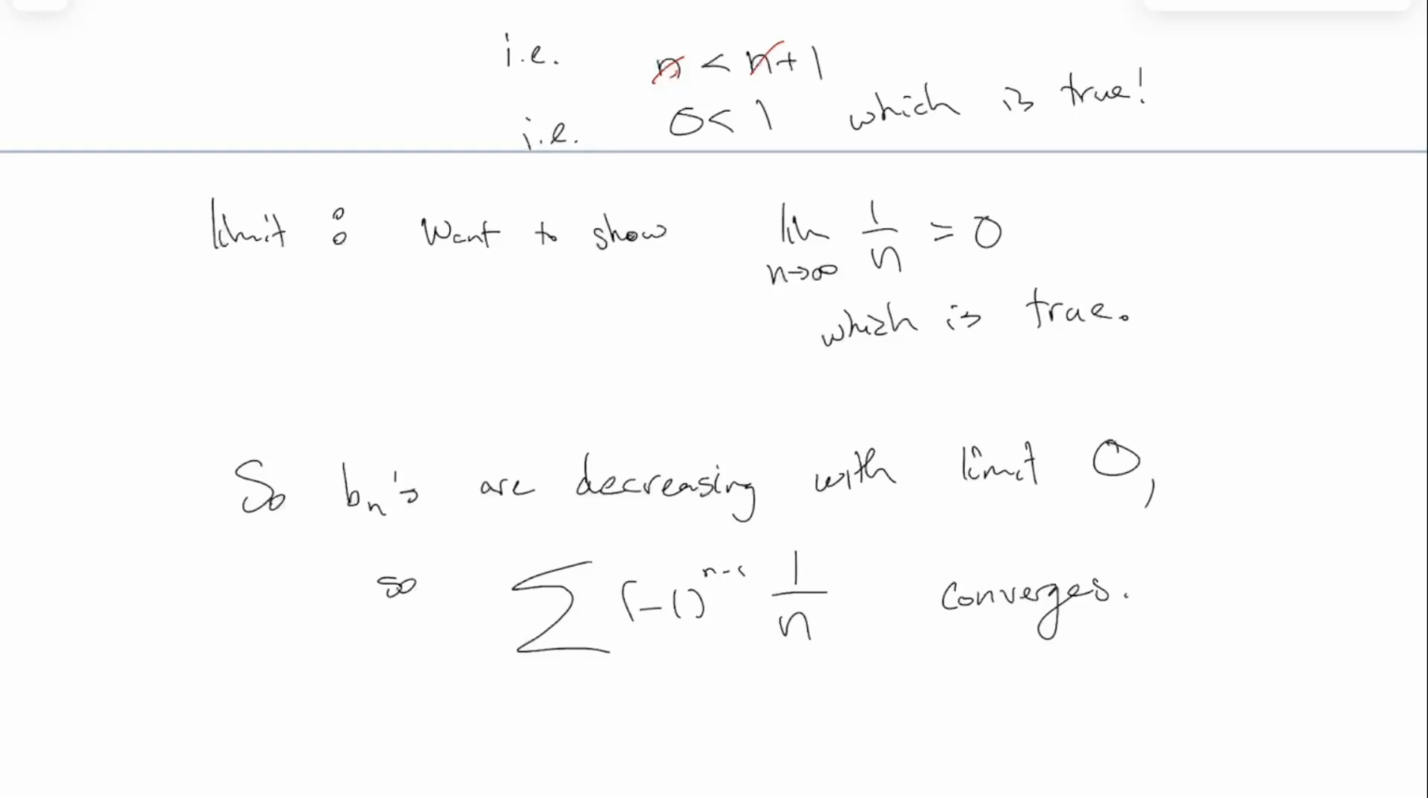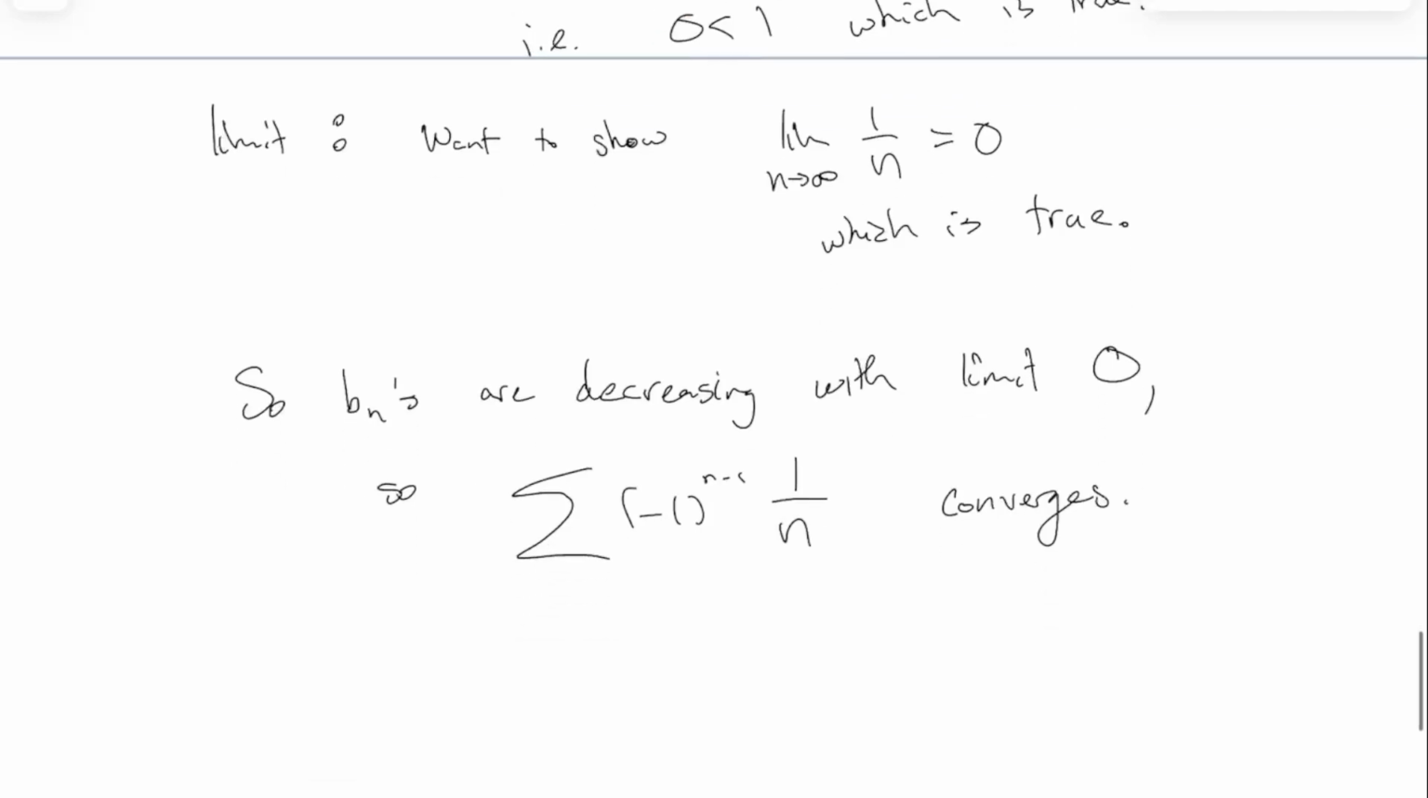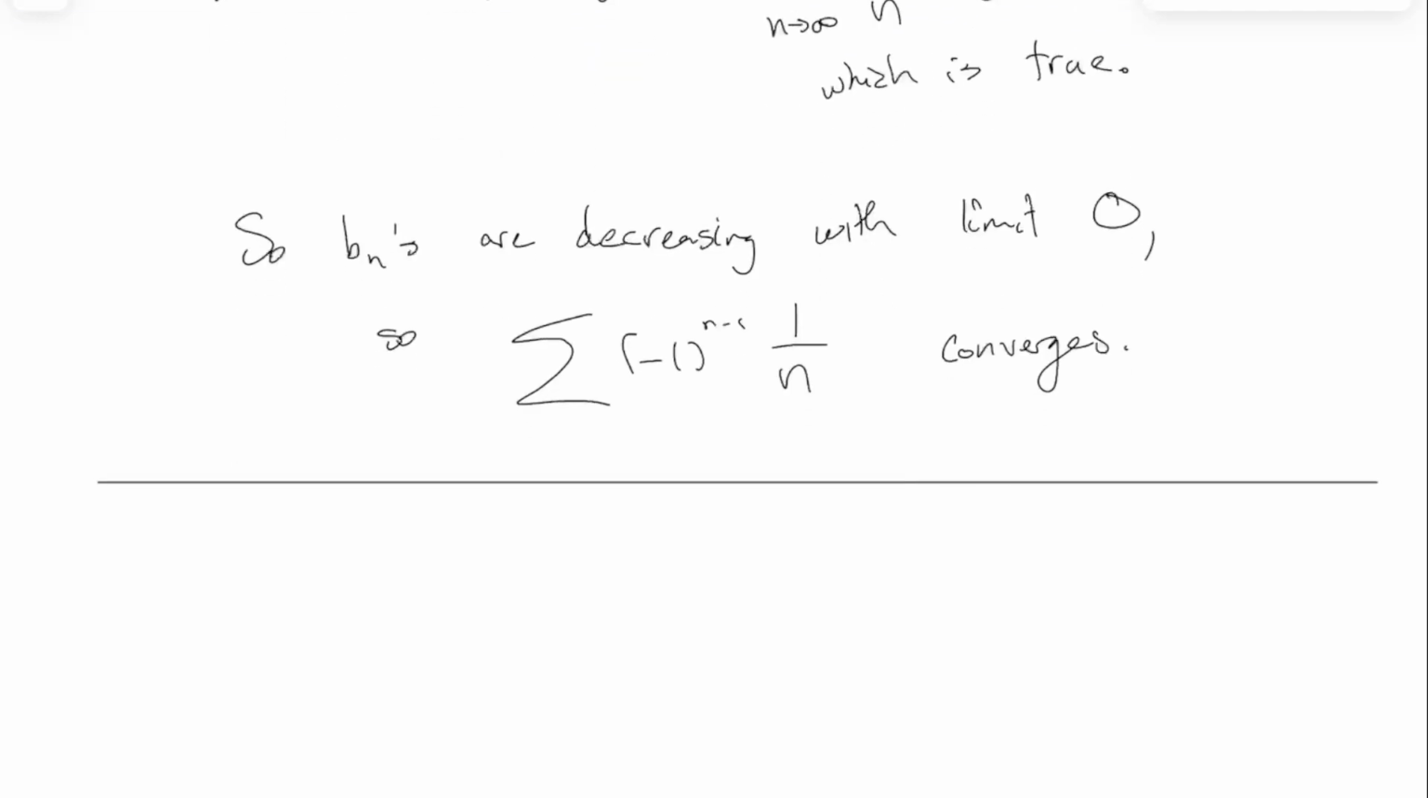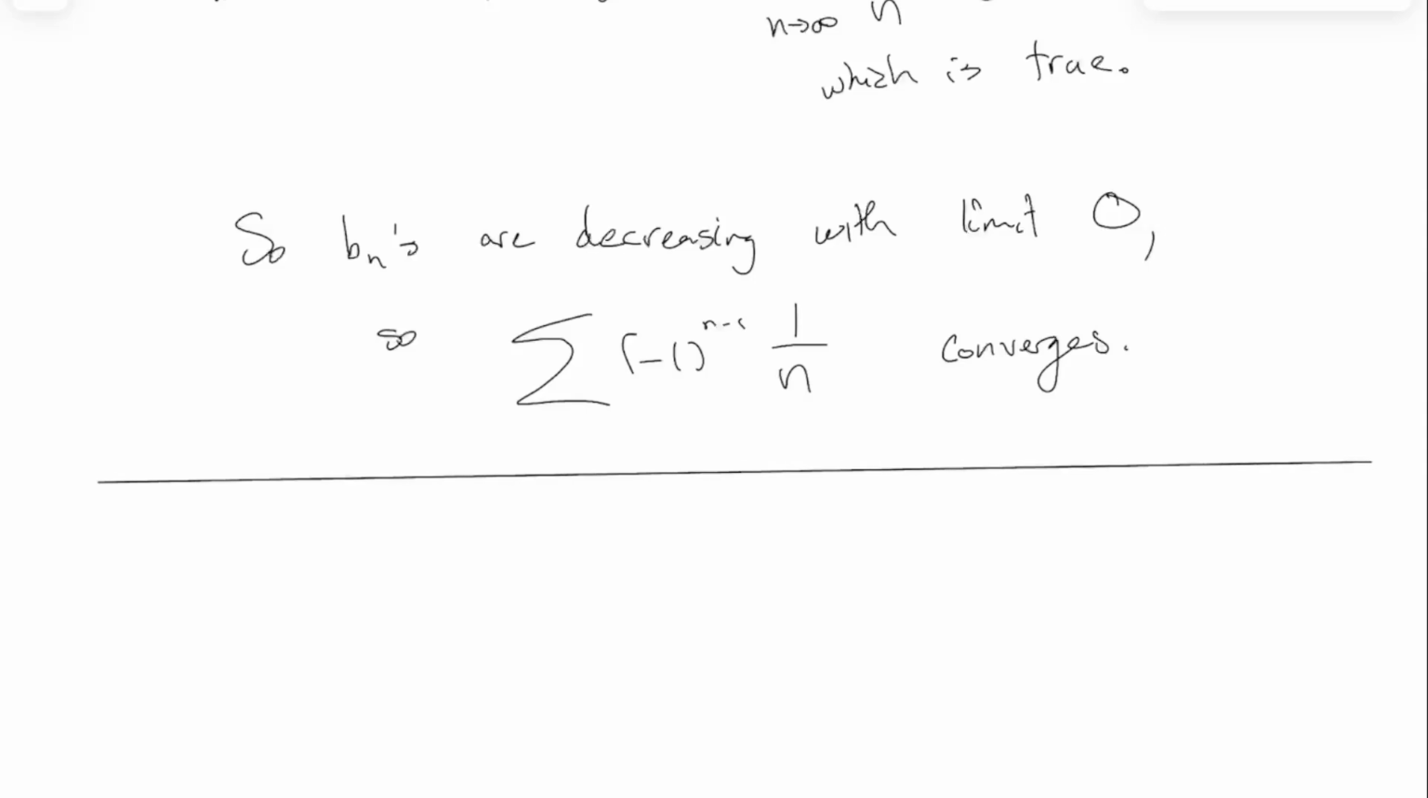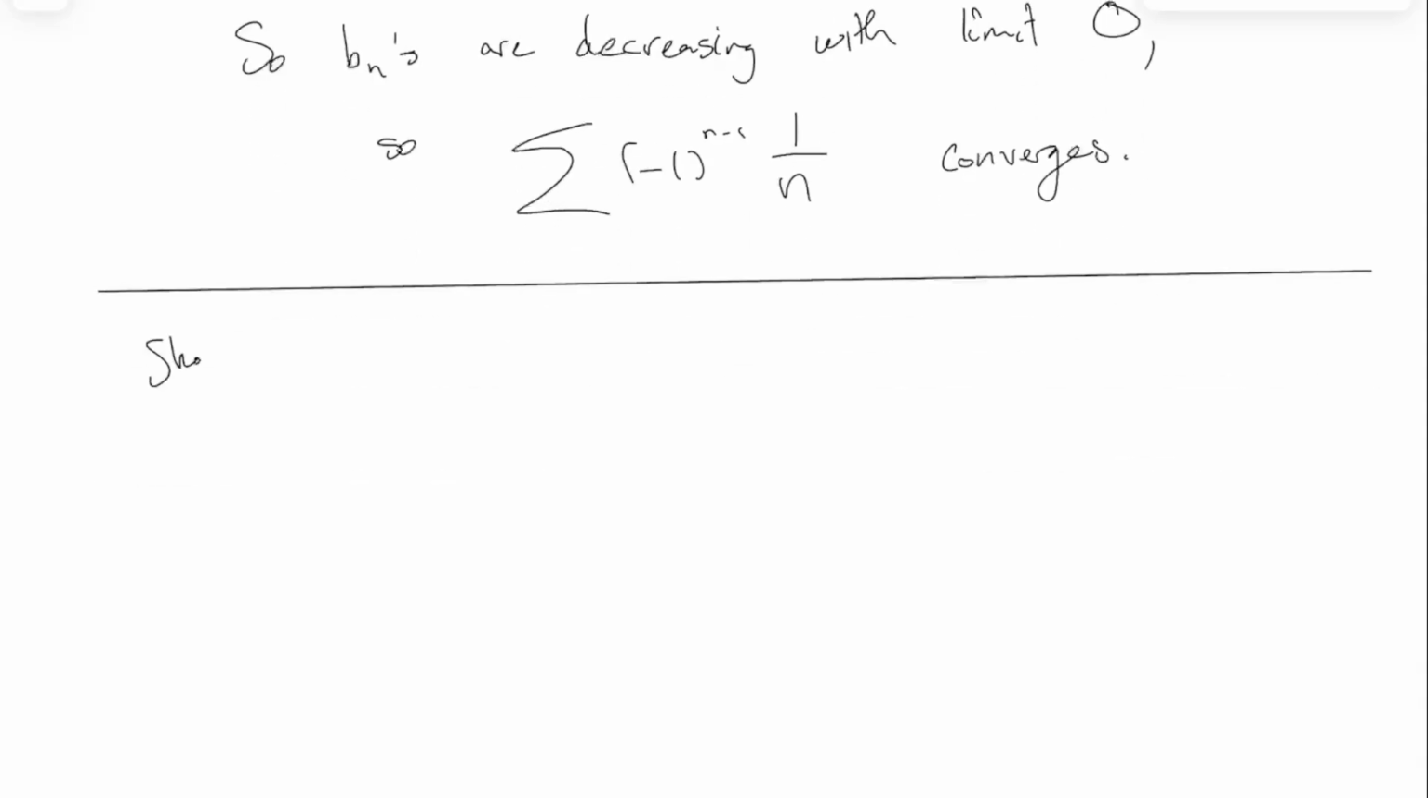Great. I got one more example, and then I have some for you guys to try. There are really two steps. There's that decreasing part and then that limit part. Let's try, how about, show that this converges? How about 1 minus a half plus a fourth minus an eighth plus a 16th minus, etc. These are powers of 2 in the bottom.